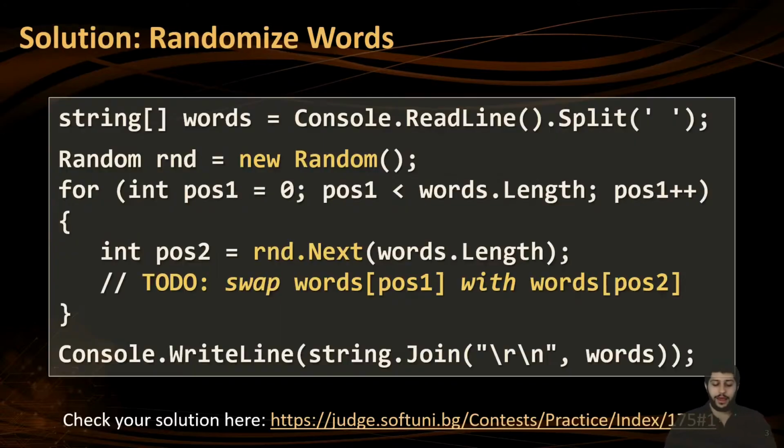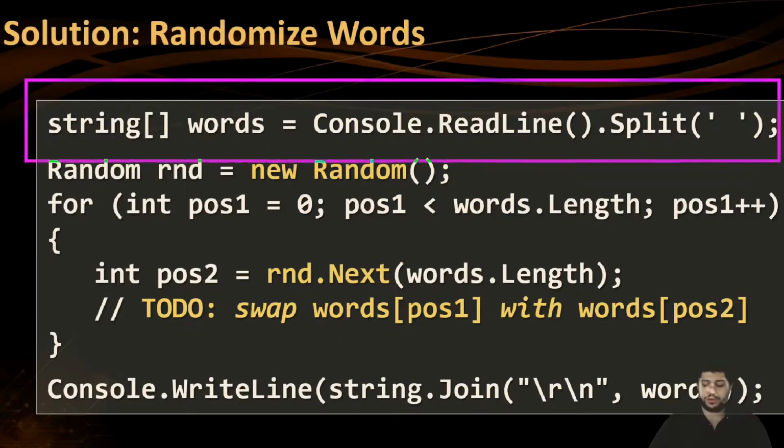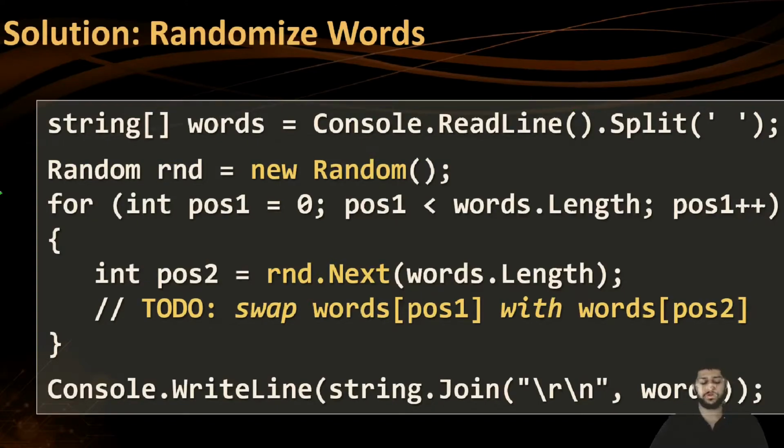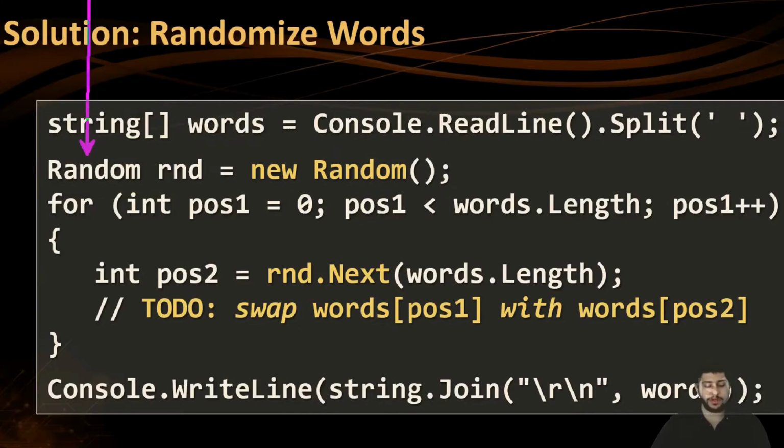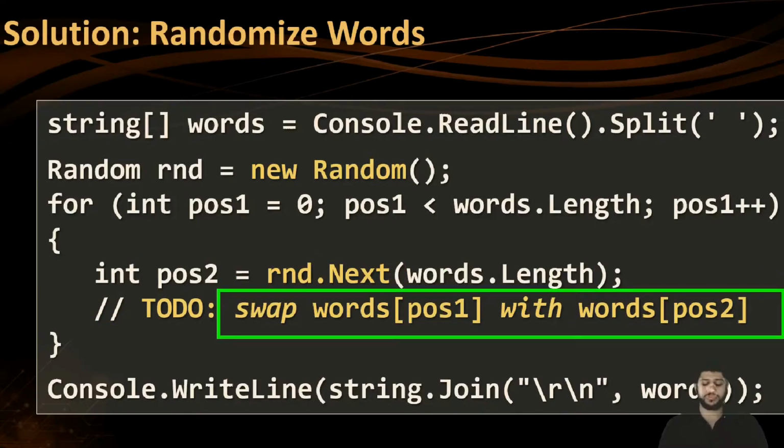Now, here is the solution. We take the words from the console. We create the random number generator from the random class. We just instantiate the random class. And as I said, we find a new position and swap the words. Okay, and finally print them.